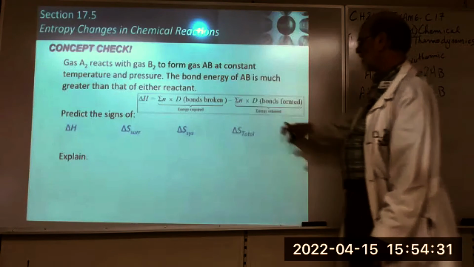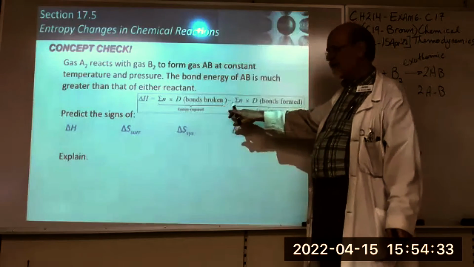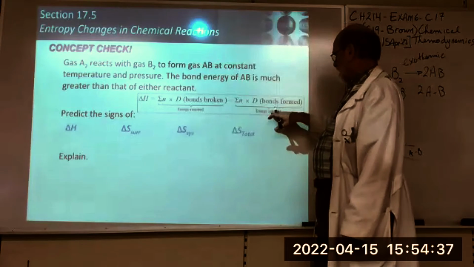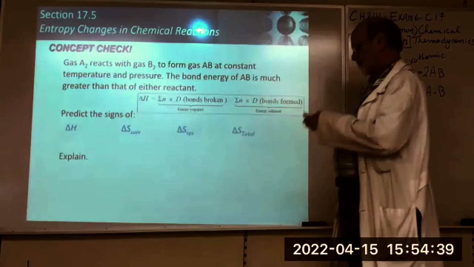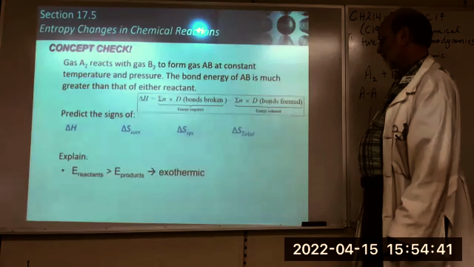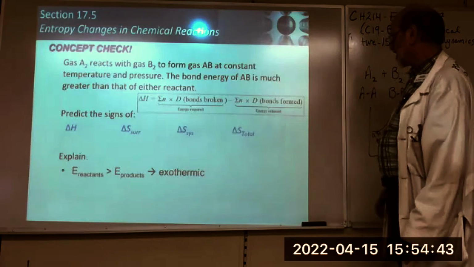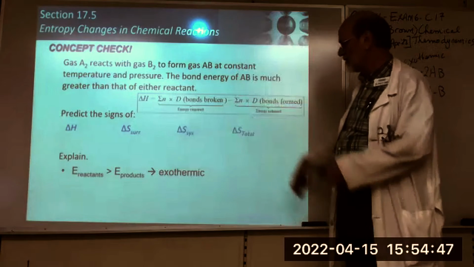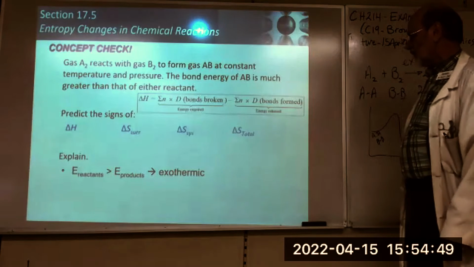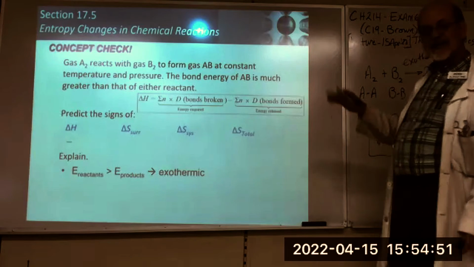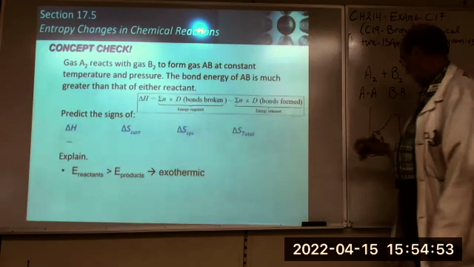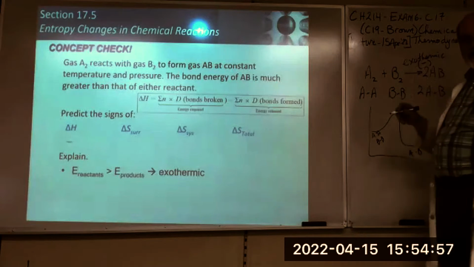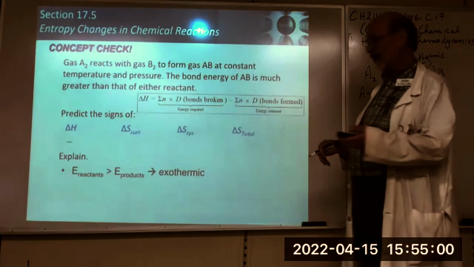We can also look at it this way. Remember how we calculated the enthalpies based on bonds broken minus bonds formed? So that's exothermic. That's one way to look at it. This is another way to look at it. So that means that delta H, the enthalpy, is negative. It has to be. Our sign convention says exothermic is negative.